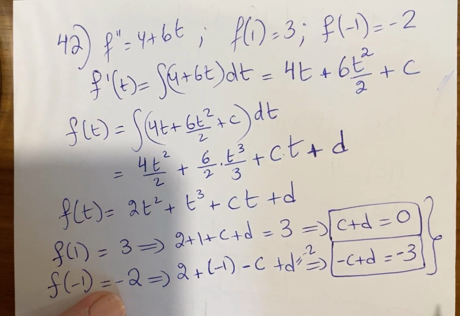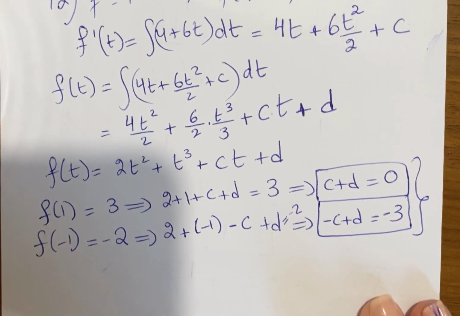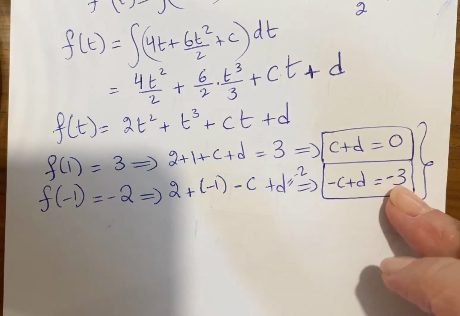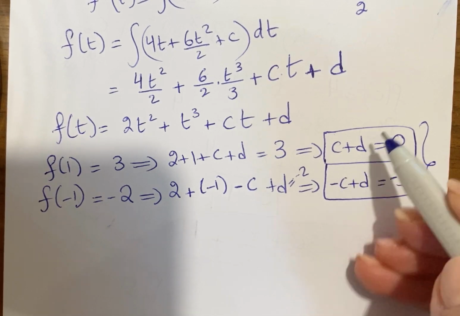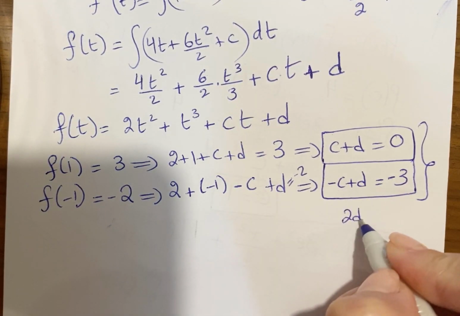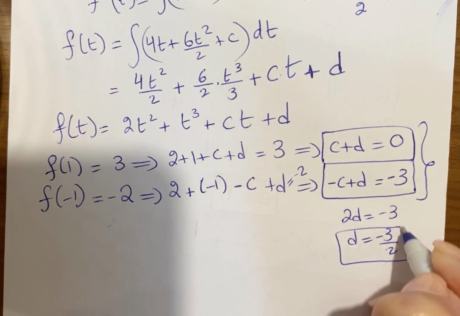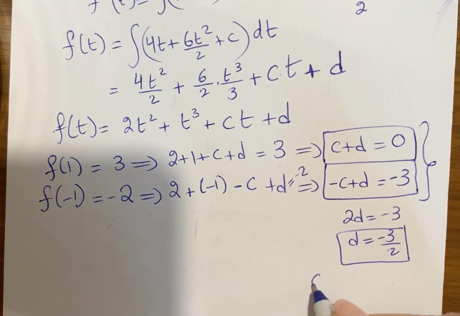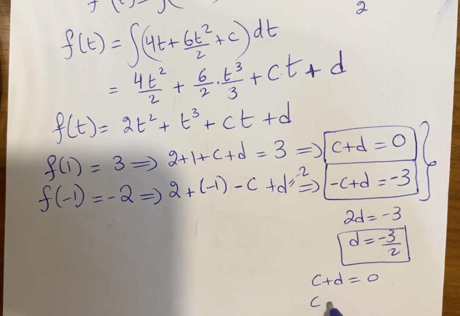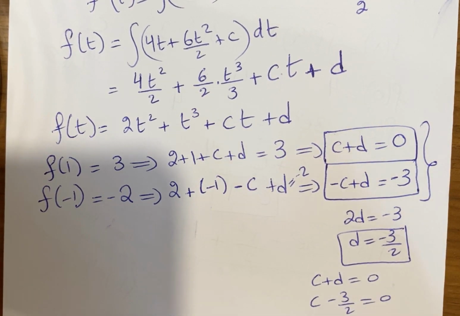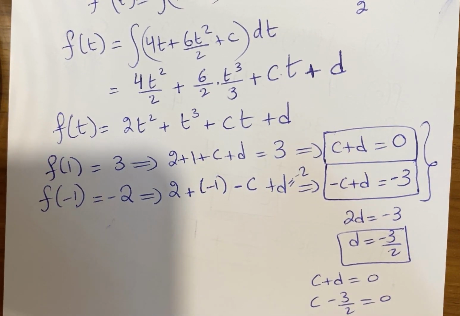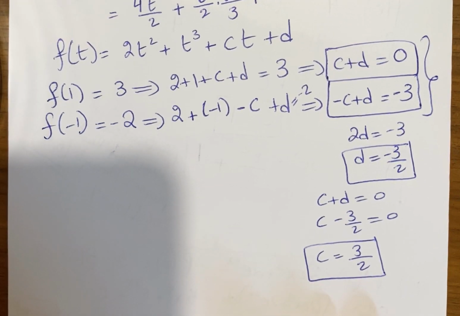Do you see those two equations, two unknowns? You solve them simply by just adding one to the other. You get C minus C is 0, 2D equals minus 3. So D equals minus 3 over 2. And then you back substitute. C plus D equals 0. So C minus 3 over 2 is 0. So C is equal to 3 over 2. You got those two answers.